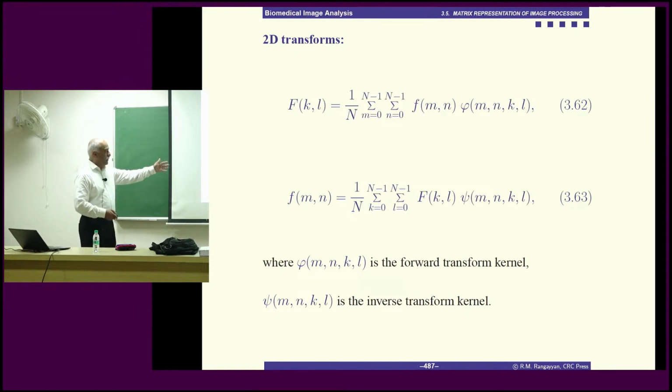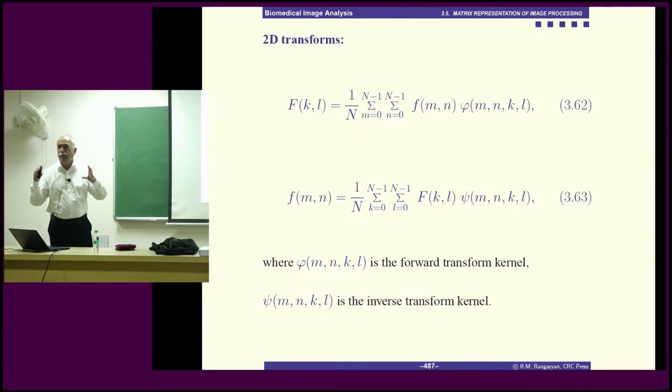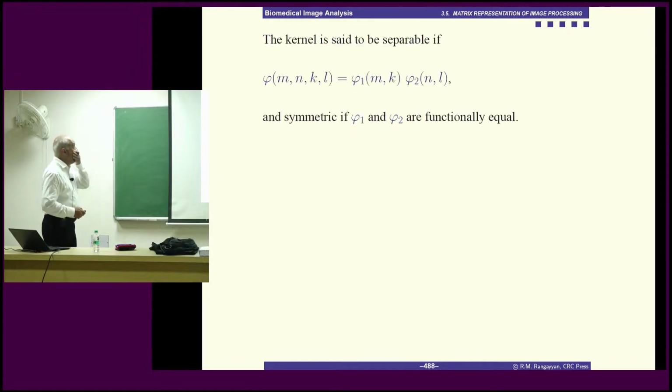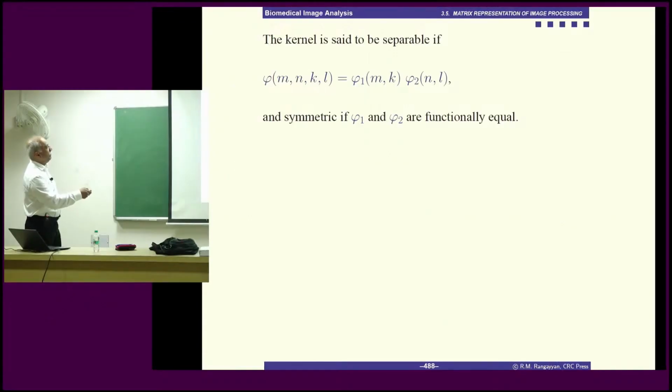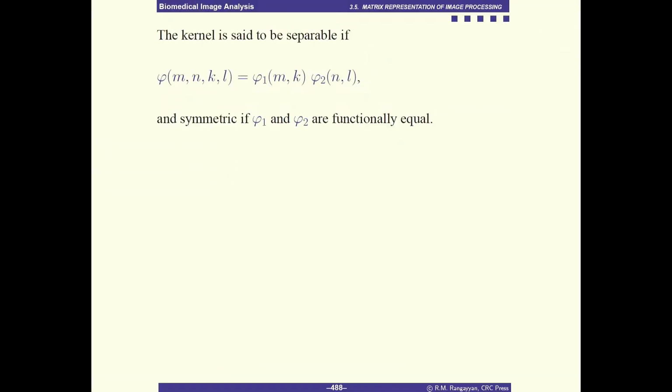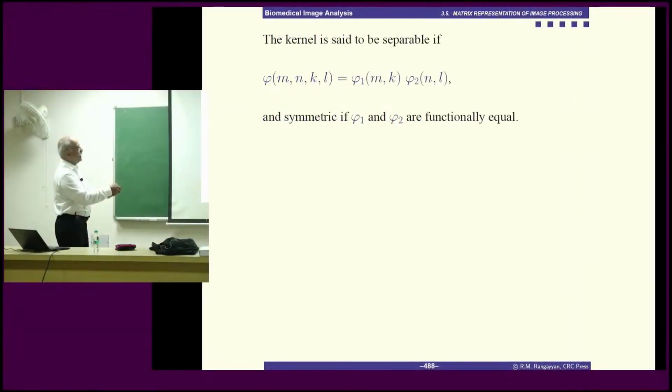So what are these? The forward transform kernel and the inverse transform kernel of some transform. We assume that they are separable, which means phi(m,n,k,l) can be written as phi 1(m,k), one input variable, one output variable. That is one space variable m, one frequency variable k. Phi 2(n,l), another space domain n, another frequency variable l. And symmetric if phi 1, phi 2 are the same, like in the DFT exponential.